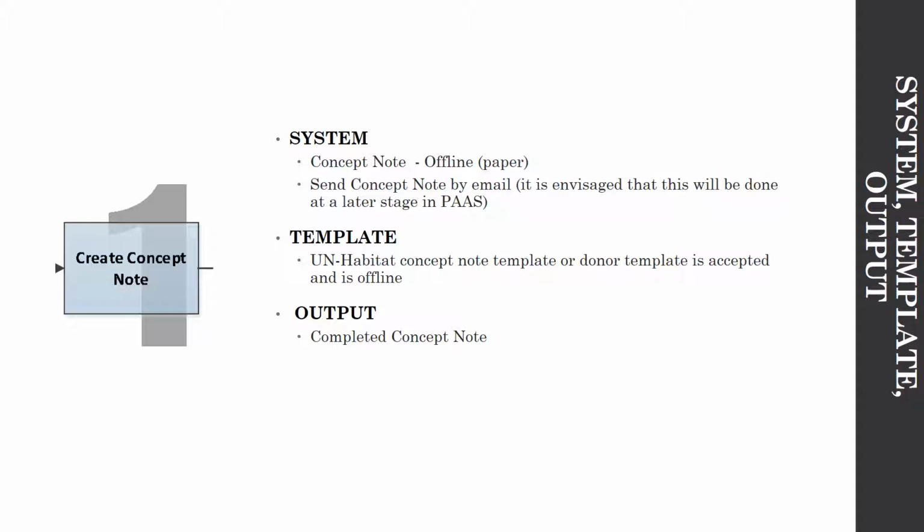The system used for the concept note is currently an offline process. It's a Word document that we are proposing to use, which is available on HabNet. We are also advising that the donor template could also be used if available. In the future, we are looking at developing this functionality in the PAS, and we will communicate that at a later stage. As mentioned, the template is available on HabNet. We will take you through that towards the end of the presentation. Your output at this stage will be a completed concept note.